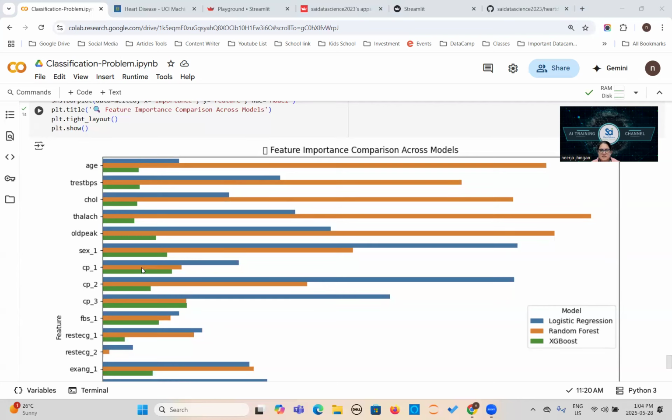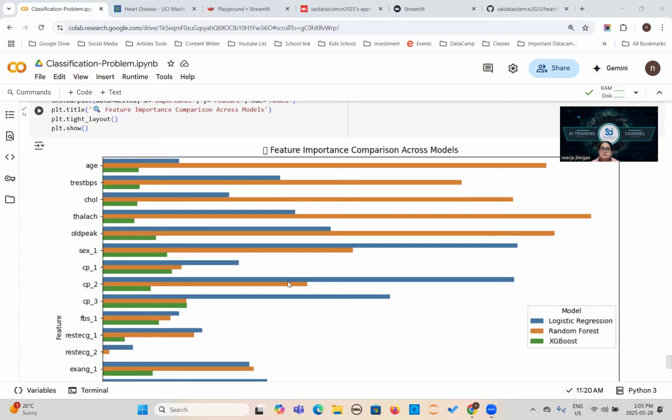So you can see there is a very big difference, right? Your XGBoost is using very little. It is using CP level 3, CP3, chest pain type 3, to predict whether the patient has a heart disease or not. And your logistic regression is also using that.